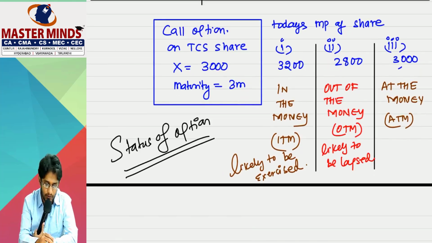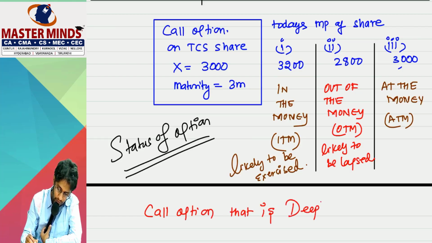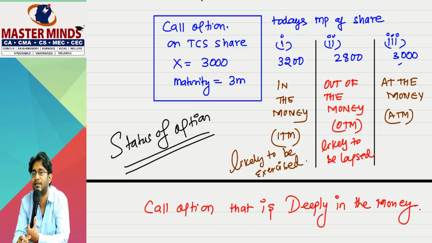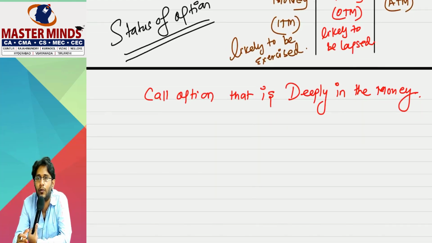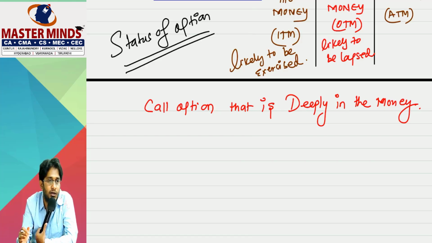Now I'll make a term, sir. You tell me how to understand that. There is a call option that is deeply in the money. What does it mean? What does it signify? When I use the words deeply in the money, what does it signify? Highly likely to be exercised. In the money means likely to be exercised. Deeply in the money means a very high chance of the option getting exercised.